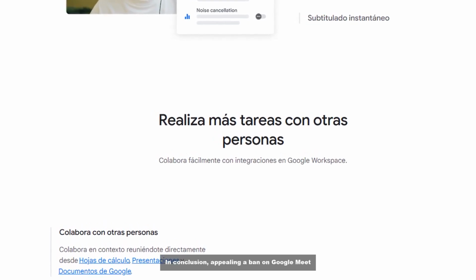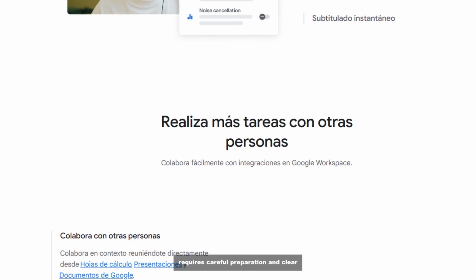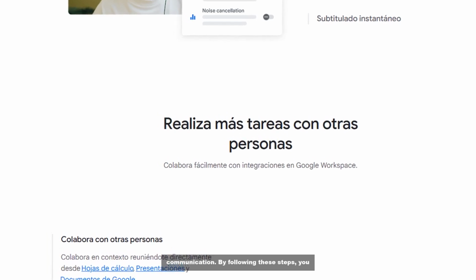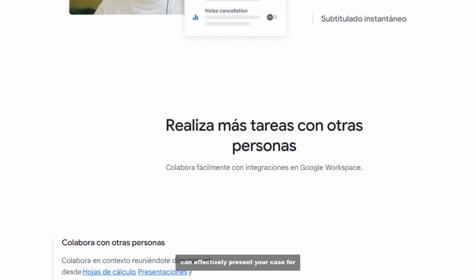In conclusion, appealing a ban on Google Meet requires careful preparation and clear communication. By following these steps, you can effectively present your case for reconsideration.